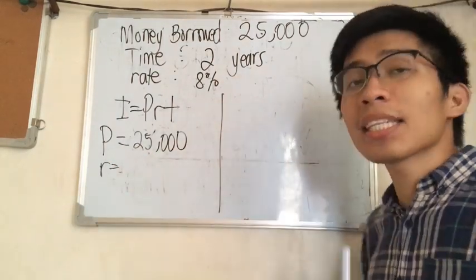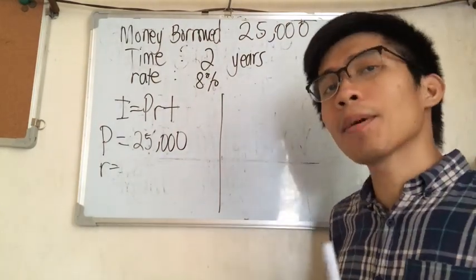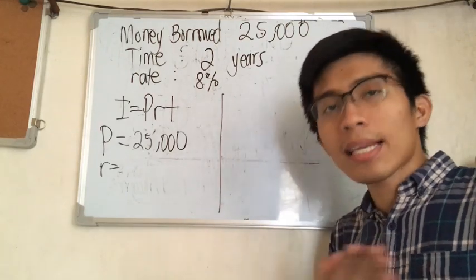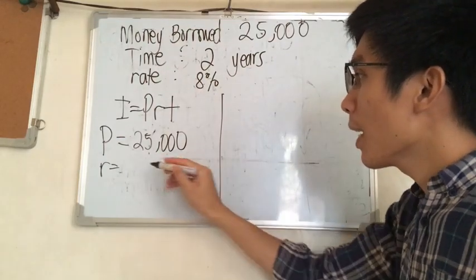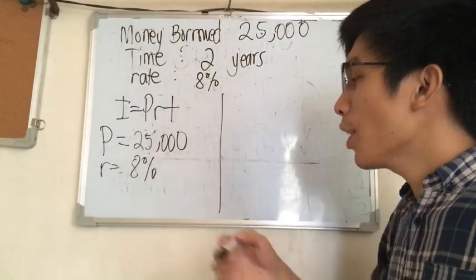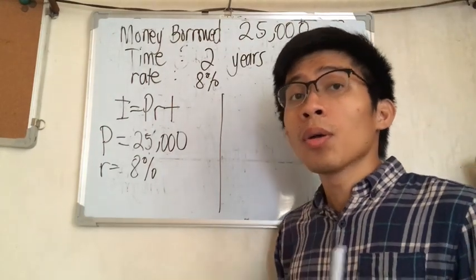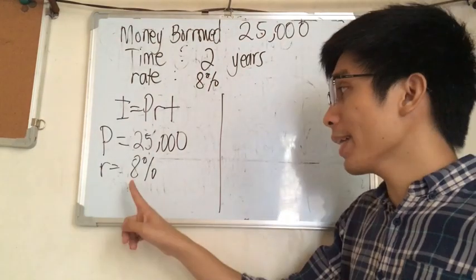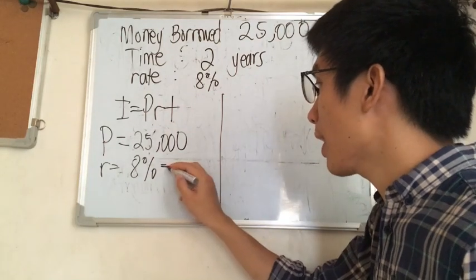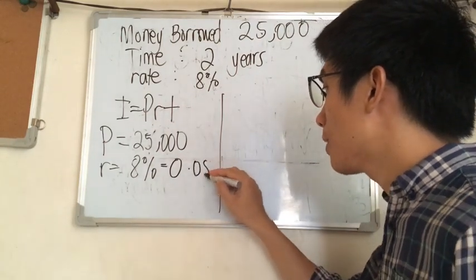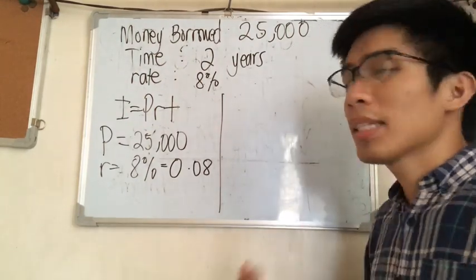What is my small letter R? Small letter R is the rate, or the interest rate added. And obviously, in a problem that involves a percentage, that is automatically your rate. In this example, my rate is 8%. Since my rate is in percentage form, you have to convert that into a decimal by dividing by 100. So 8% divided by 100 is equivalent to 0.08. Again, every time you involve rate, you have to convert it into a decimal.